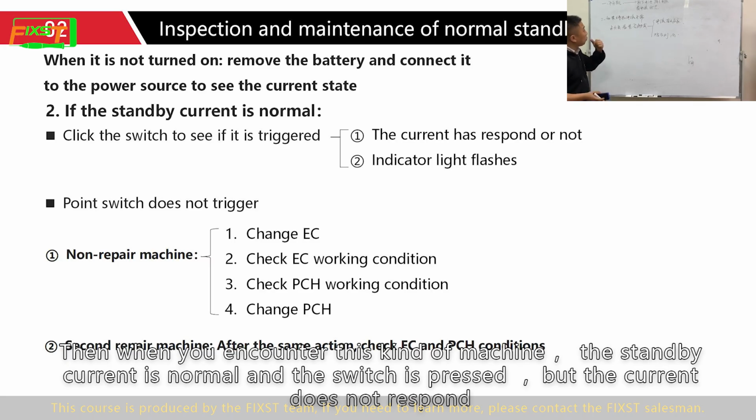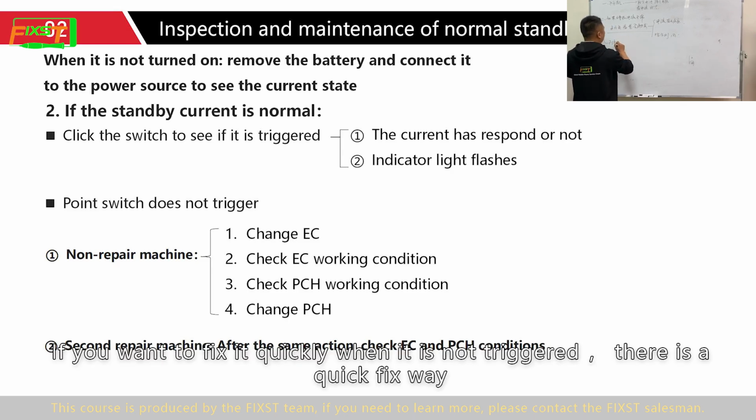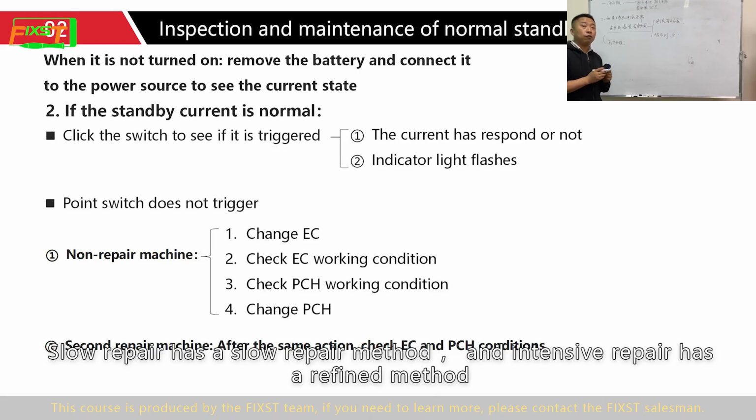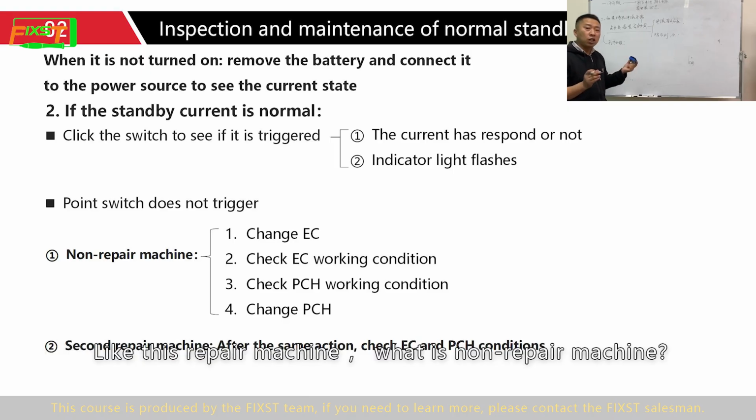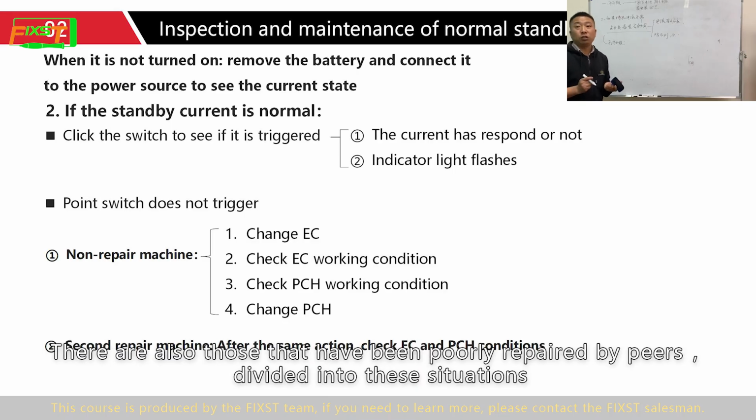Use these two methods to determine whether it is triggered. When you encounter this kind of machine, the standby current is normal and the switch is pressed, but the current does not respond. If there is no response, we call it no trigger. If you want to fix it quickly when it is not triggered, there is a quick fix way. Slow repair has a slow repair method, and intensive repair has a refined method. Like this repair machine, what is a non-repair machine? It is caused by the normal use of the customer, as well as heavy fault. There are also those that have been poorly repaired by other technicians, divided into these situations.